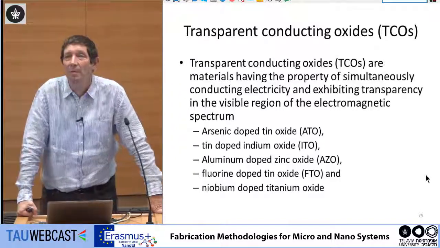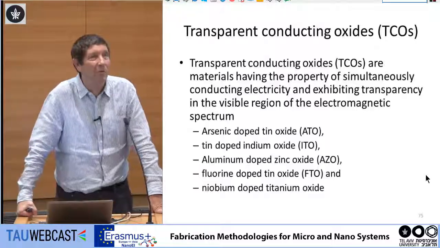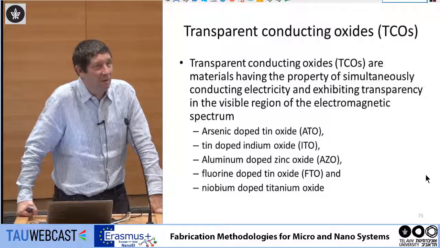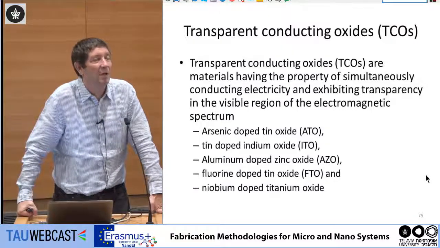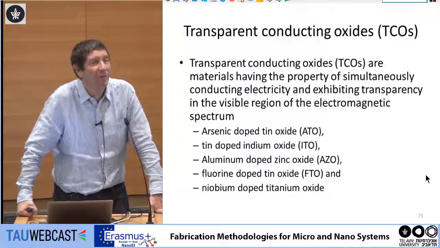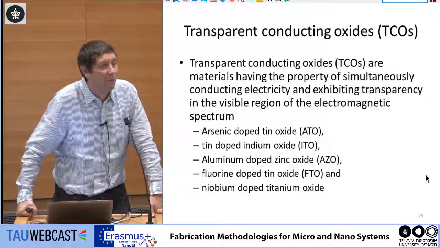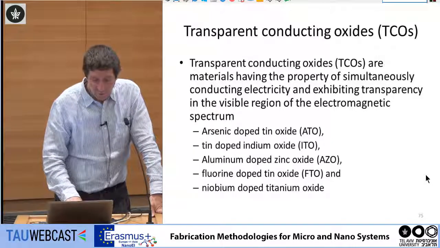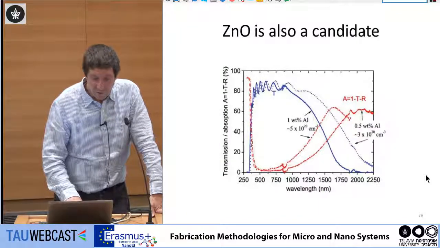It's a big problem because the cost of indium is going through the roof, and it's becoming a significant part of the cost. So there's a lot of effort today to develop alternatives. Zinc oxide is one of them. Aluminum zinc oxide is one of them. Zinc oxide is also a candidate.